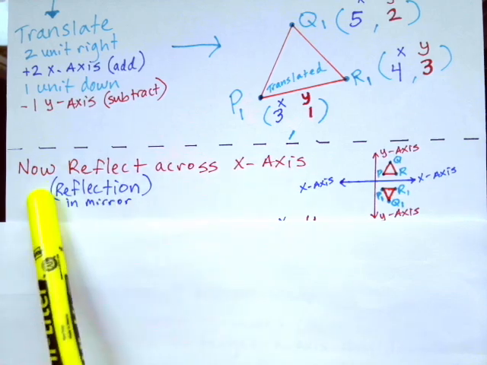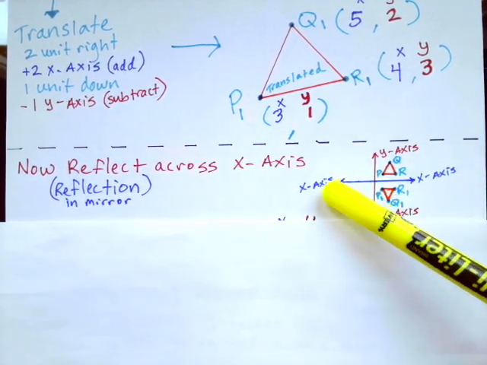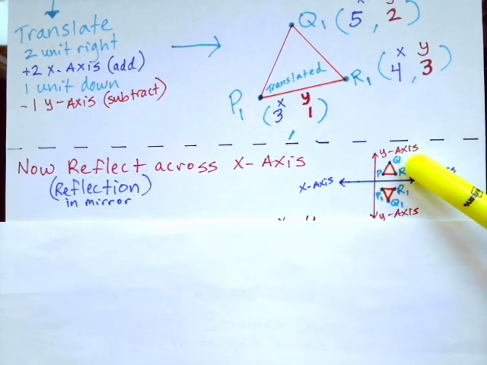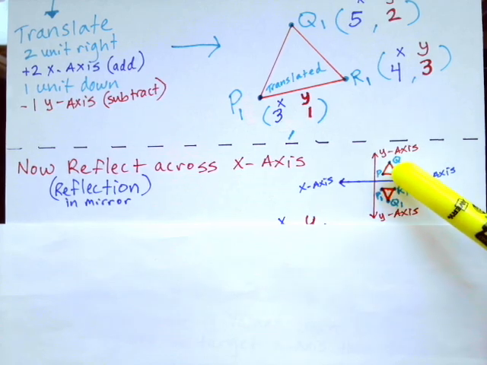Reflection is a mirrored image, right? So here I just drew a generic X and Y axis. And I want to show you P, Q, and R. This is not drawn to scale, it's just an example. It will be reflected across the X axis, like a mirror image.